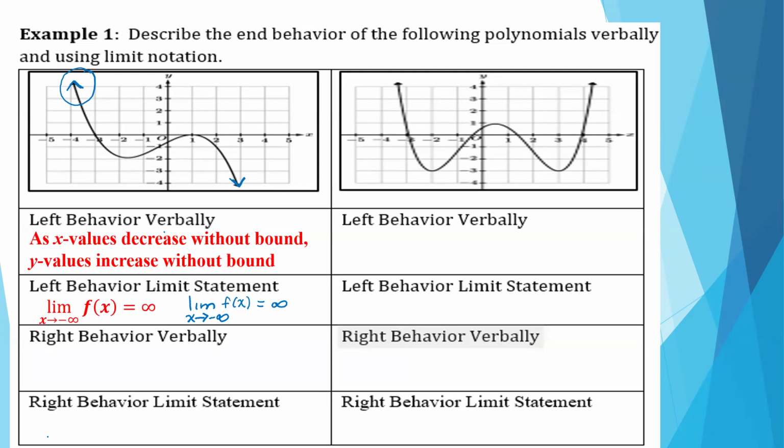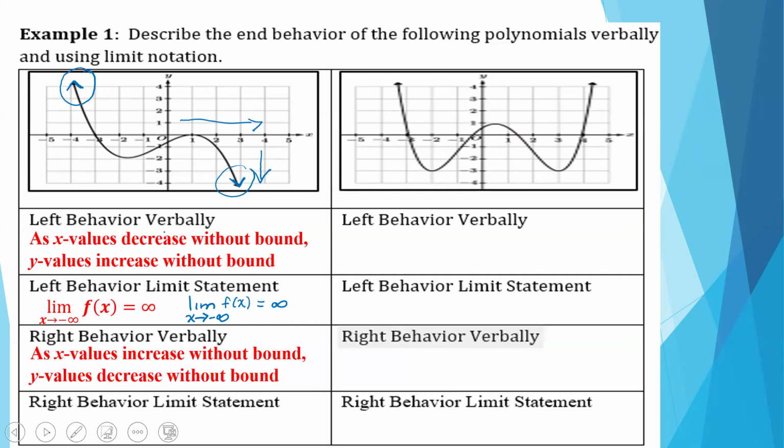What's happening on the right-hand side of my graph? As I move towards the right, my graph is going what? Down. So how do I write that verbally? As X values go up or increase without bound, Y values decrease without bound.